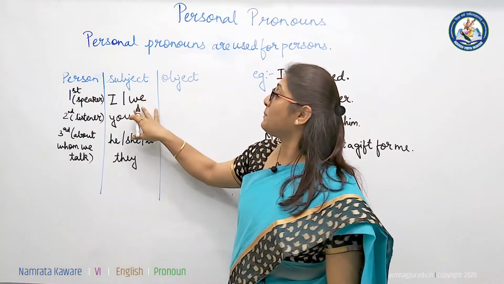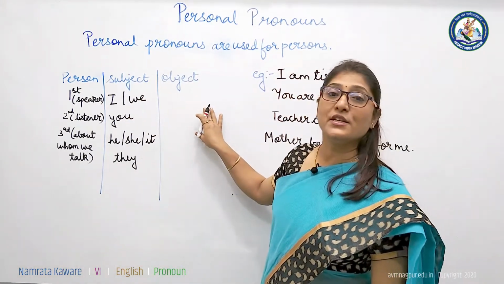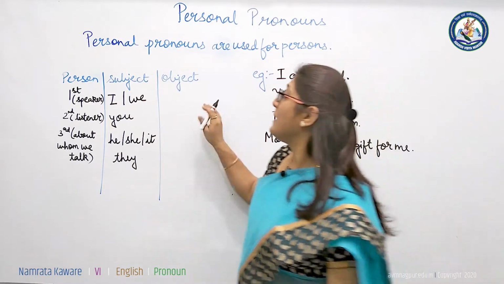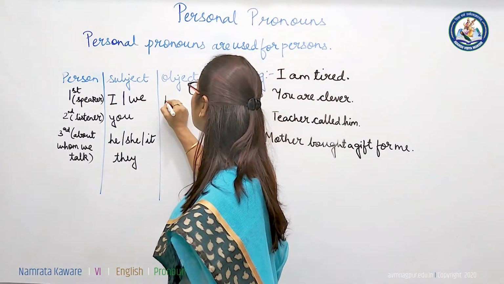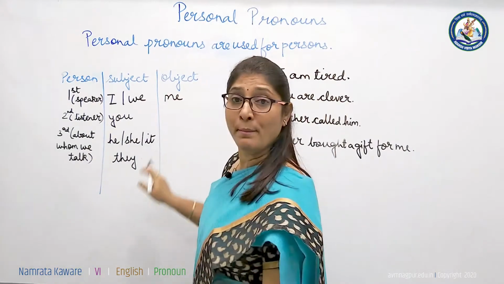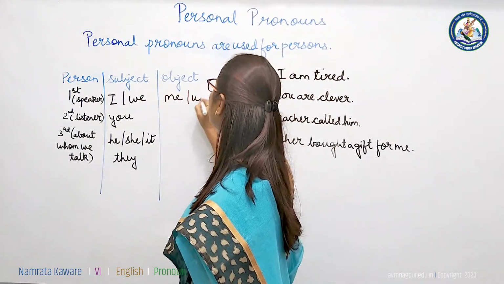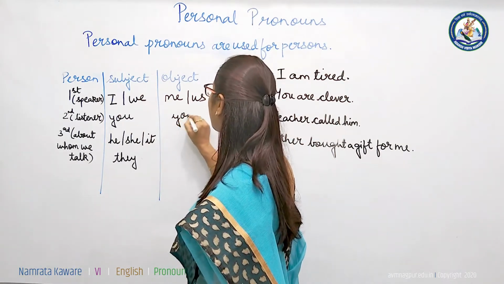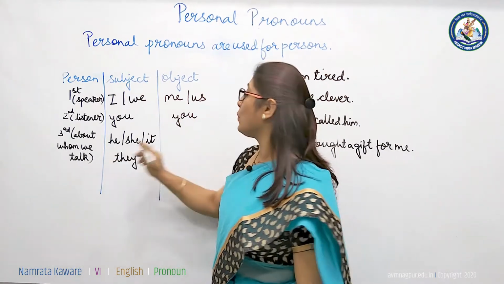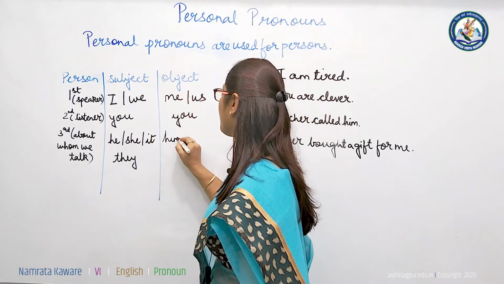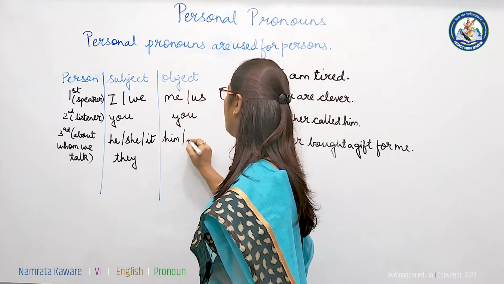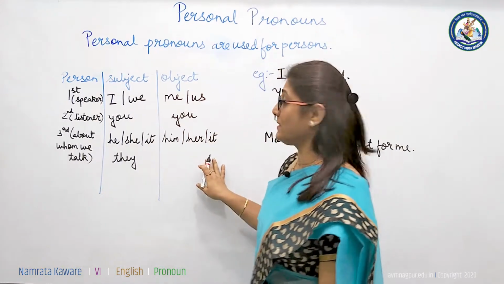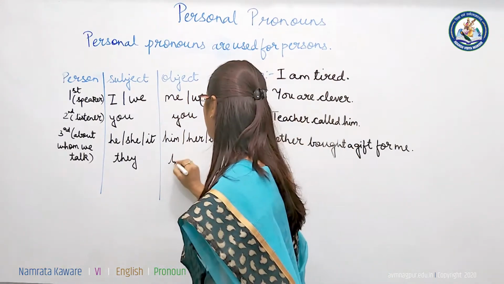Now, first person, if it is used in the object's place, that means if it is placed after the verb, the pronoun for the first person singular is me. For plural, it is us. For you, it is the same. For he, we write him. For she, her. For it, it is written as it is, and for they, we use them.